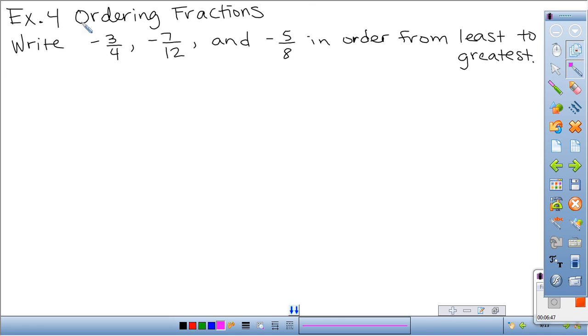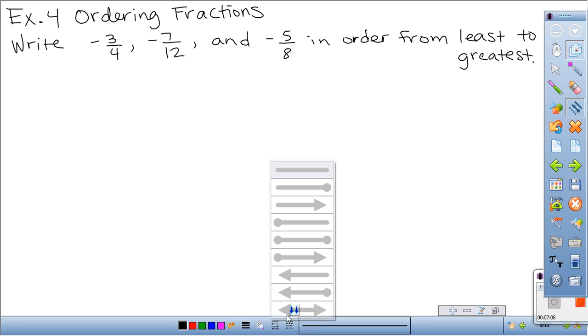Okay, let's look at example 4, ordering fractions. Write -3/4, -7/12, and -5/8 in order from least to greatest. Well, as it stands right now, I really have no idea how these fractions compare. But we have a couple of tools in our tool belt to help us figure out where these fractions lie. The first thing I want to talk about, though, is the number line.